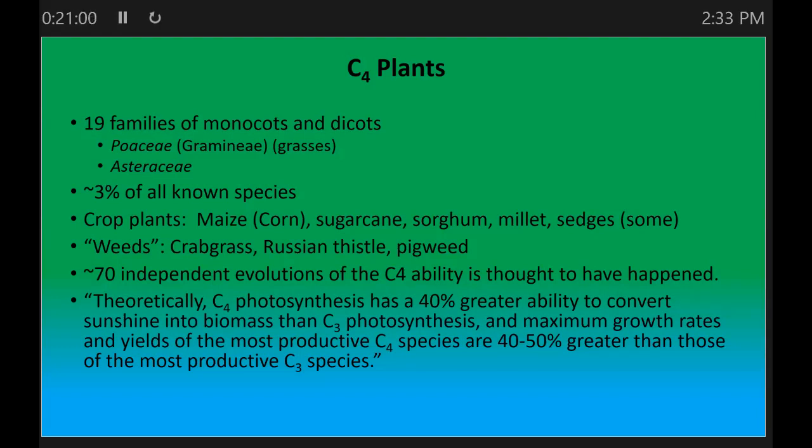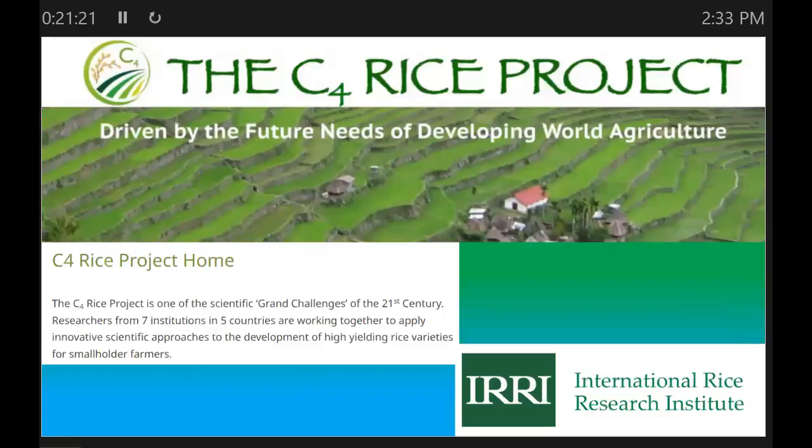And so there's a good interest in, can we get other plants to do this? Because they see how well these plants can grow under conditions that are closer to the equator, where you have plants being grown for production in those areas. And so, for example, the C4 Rice Project is a global initiative where they're trying to create C4 rice.